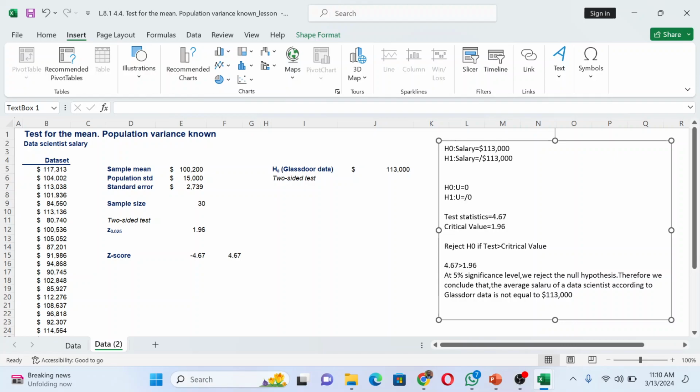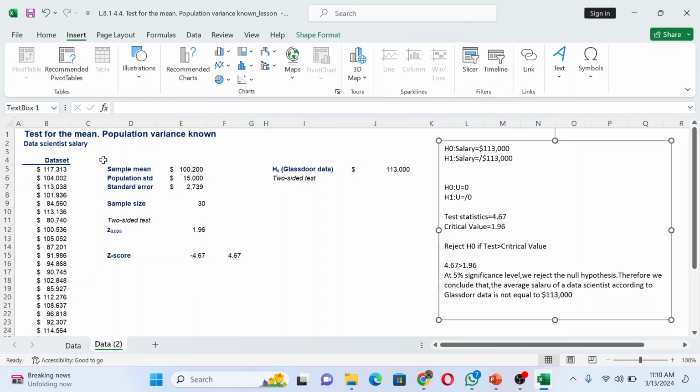So that is one way of testing using the critical value. And then there's another way whereby we look at the p-value and our significance level, which is 5%, right?